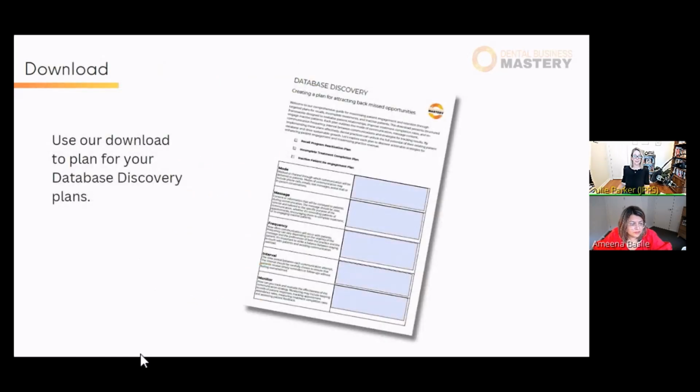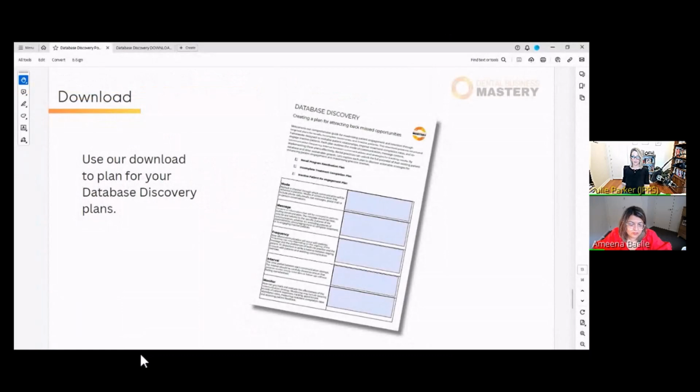Now, we're just going to look into a download that we've created for you. I'm going to go back to the webinar itself. And this is one of the things that we liked about this webinar platform, but we may not be able to use it, maybe because we're going to go back to Zoom. And so I've got here, I'm going to share it now. There is a database discovery download there for you to use.